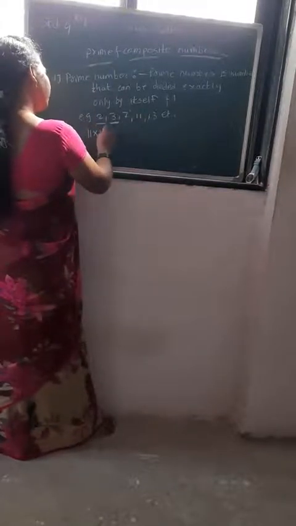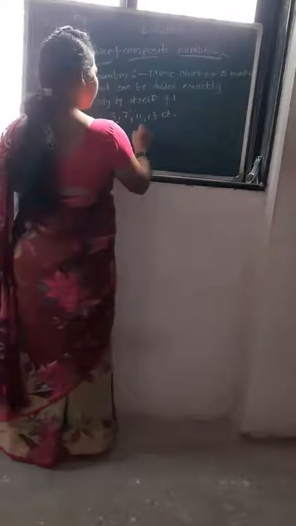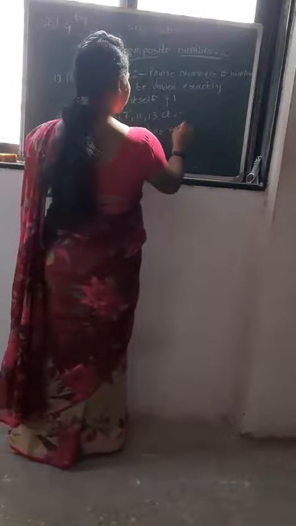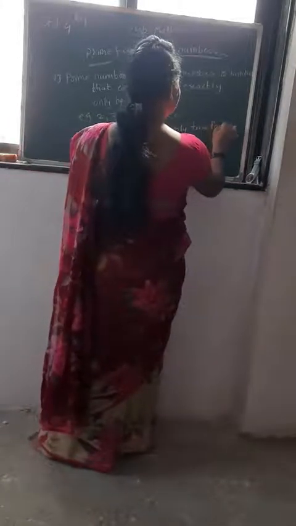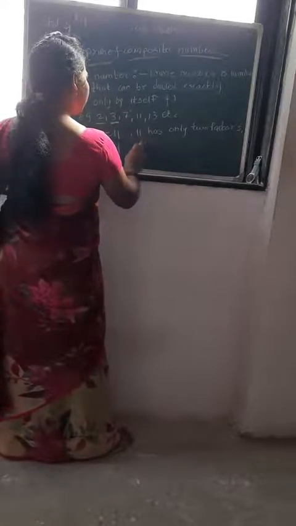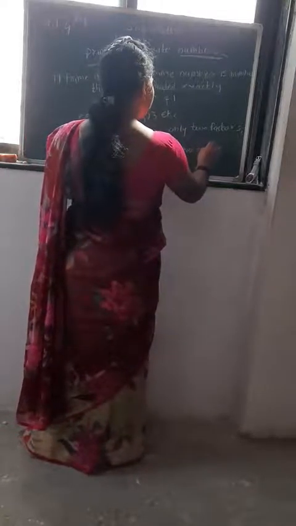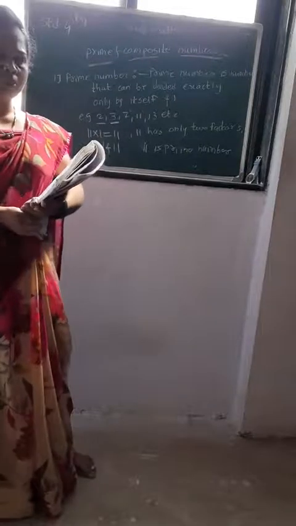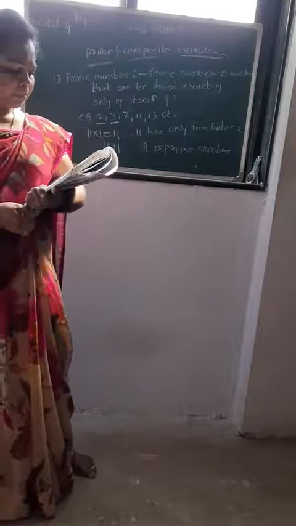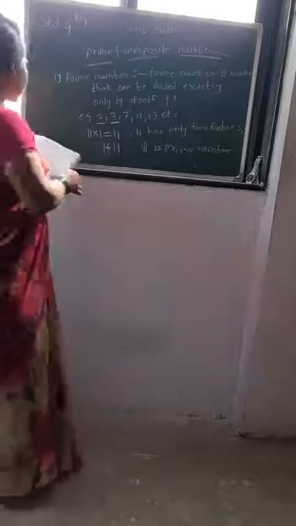Then 11 multiplied by 1 is equal to 11. 11 has only two factors, 1 and 11. Therefore, 11 is a prime number. A number that can be divided exactly by only 1 and the number itself is called a prime number.